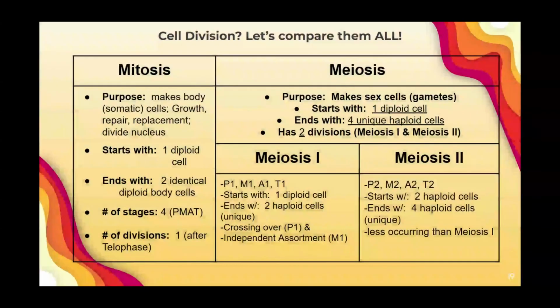In meiosis 2, we have our P2, M2, A2, and T2 to stand for our prophase, metaphase, anaphase, telophase. And again, the 2 is at the end. That tells us it's in meiosis 2. We're going to be seeing 2 cells at this point. We'll start with 2 haploid cells. We'll end with 4 haploid cells, and these are unique. And honestly, there's no genetic variation occurring here, so there's less occurring. Now make sure that you have all of this written in your notes.